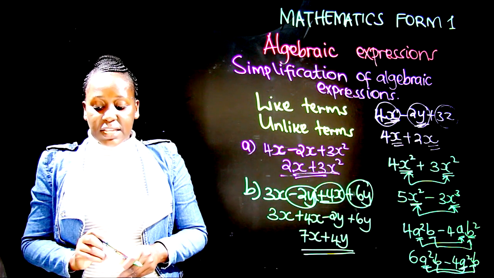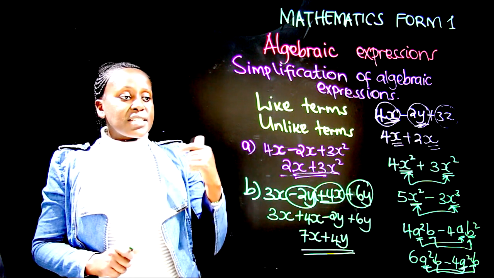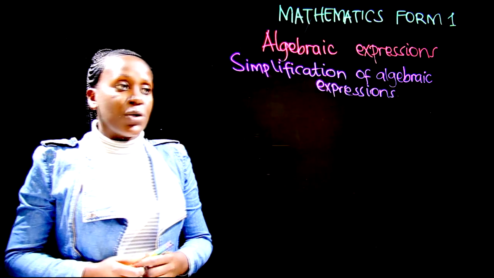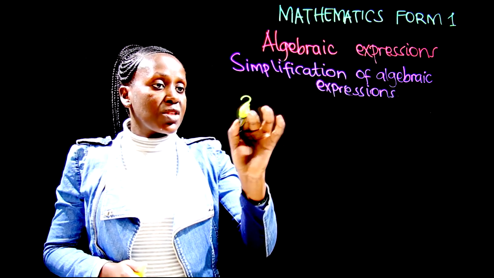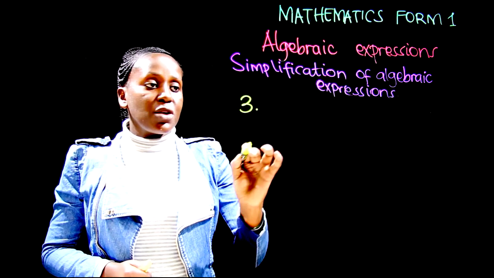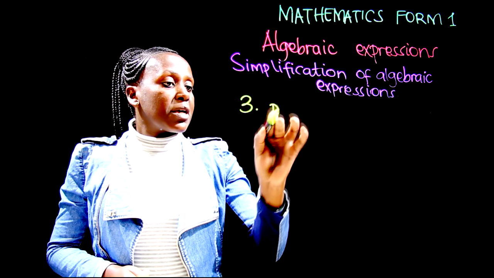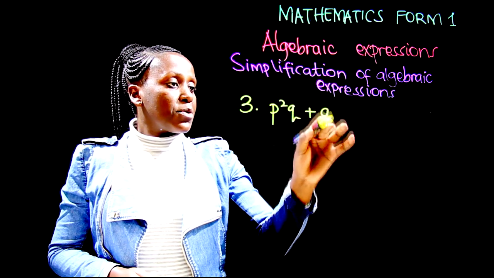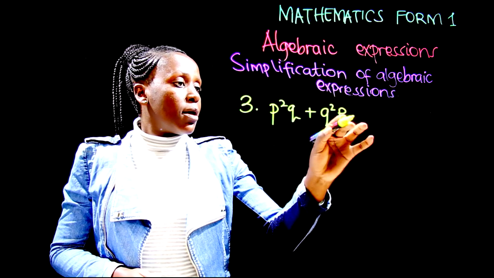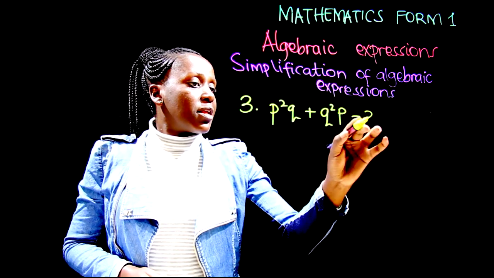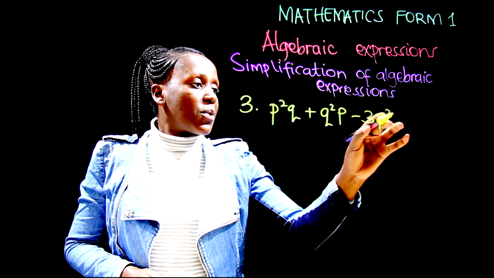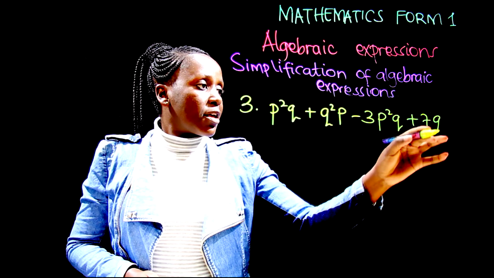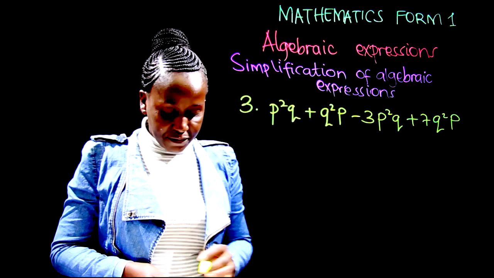Now let us look at another example that has terms that have powers. In this next example, we are going to simplify. So this is example 3. We are going to simplify p squared q plus q squared p minus 3p squared q plus 7q squared p.